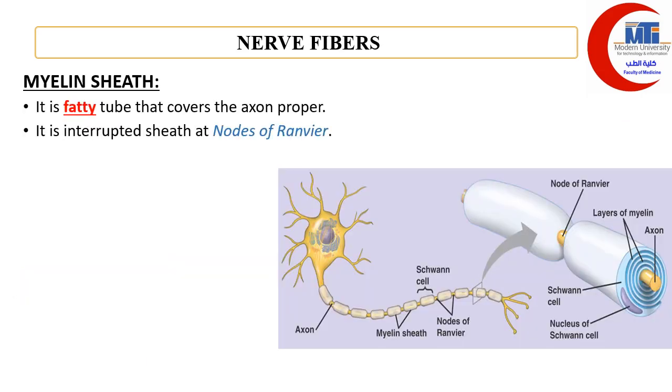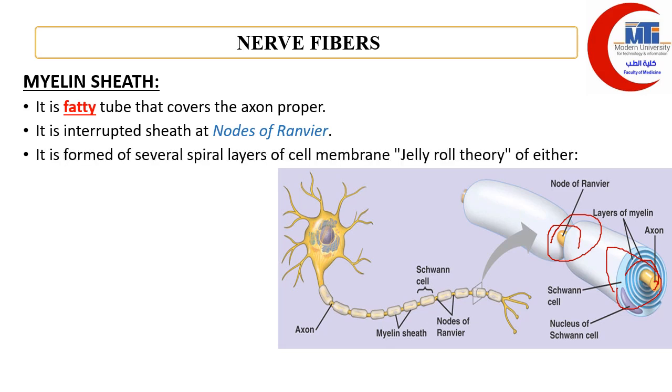The myelin sheath is a fat tube that covers the axon proper. It is interrupted at what is called the node of Ranvier. Okay, this is the axon, this is the myelin sheath, and this is the Schwann cell, the third layer. Axon, myelin sheath, Schwann cell. This interruption is called the nodes of Ranvier.